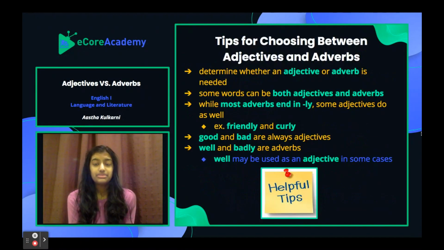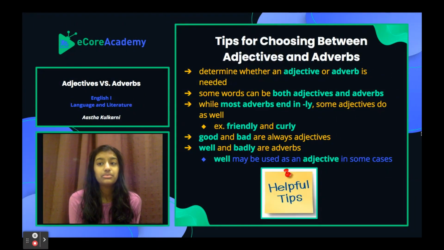So here are some tips for choosing between adjectives and adverbs. First, you need to determine whether an adjective or adverb is even needed. Sometimes a sentence may need a preposition or a verb or a noun. So you just want to be sure that you're looking for a modifying word. And if you are, then you're already on the right path.